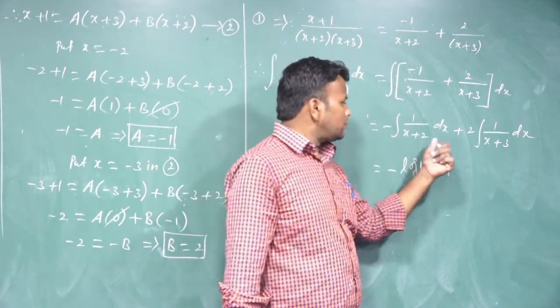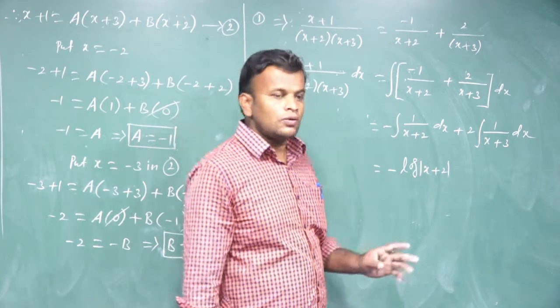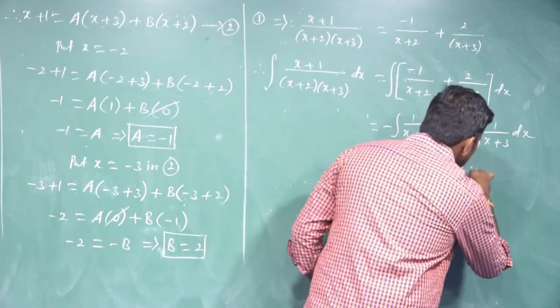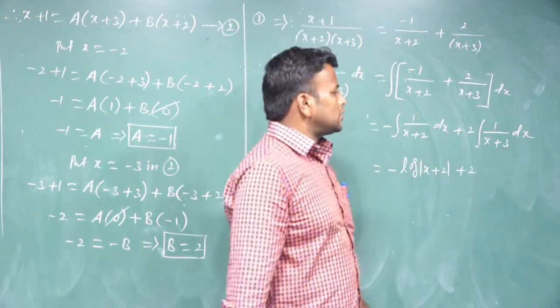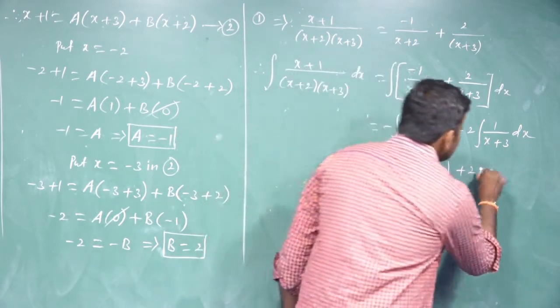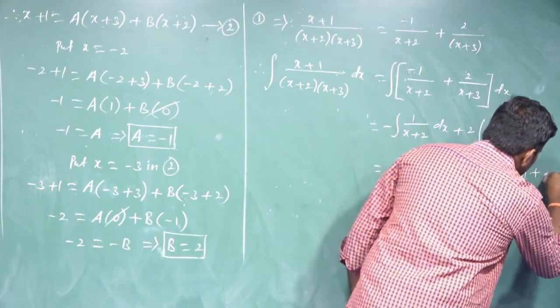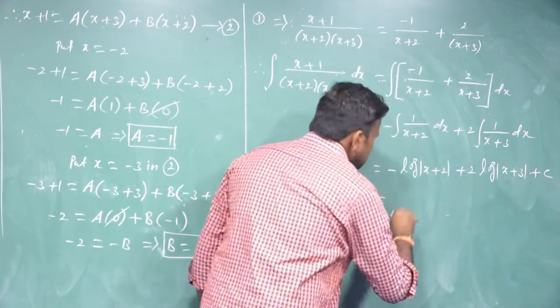But the differentiating of x plus 2 with respect to x is just 1, so don't put 1. It's over x plus 2. So what is the integrating of 1 divided by x plus 3? Same, log of modulus x plus 3 plus c. So that is the answer.